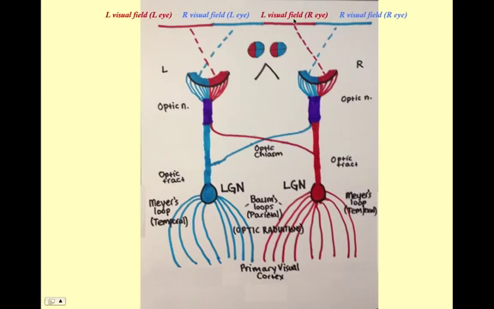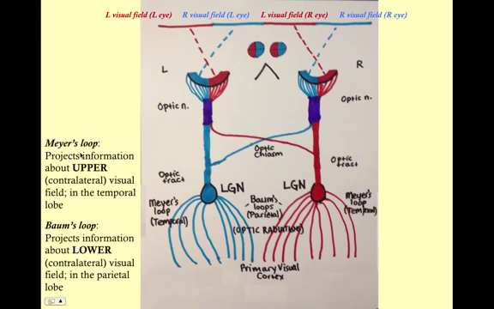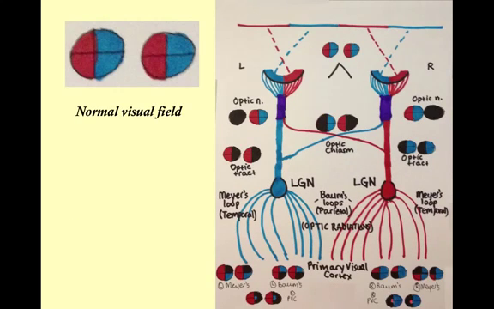So here's your visual fields, and then Meyer's loop and Baum's loop. And also, Meyer's loop projects information from the upper part of the visual field. So on the left side, it contains the upper part of the right visual field, and on the right side, it contains the upper part of the left visual field. Whereas Baum's loop in the parietal lobe contains information about the lower contralateral visual field. So on the left side, it contains information about the lower right visual field, and on the right side, it contains information about the lower left. Okay, so here's your visual field. This is normal.